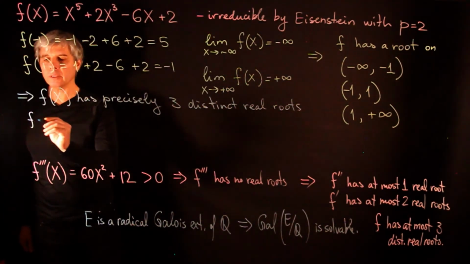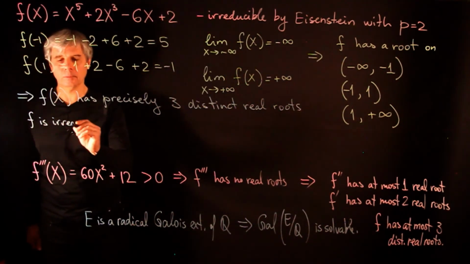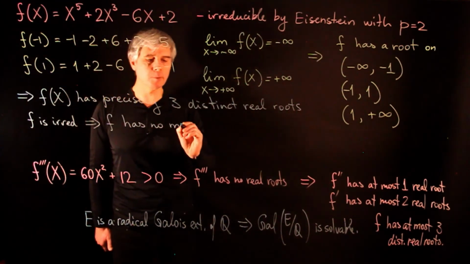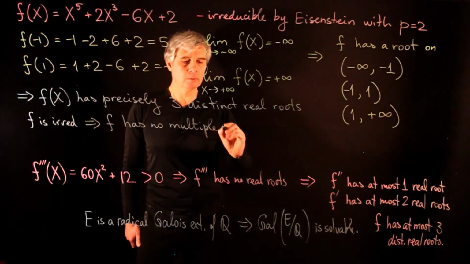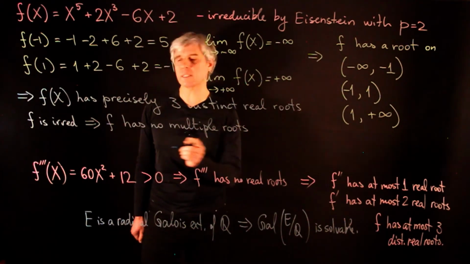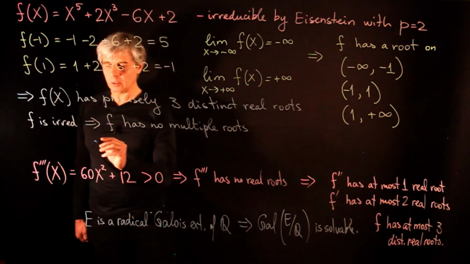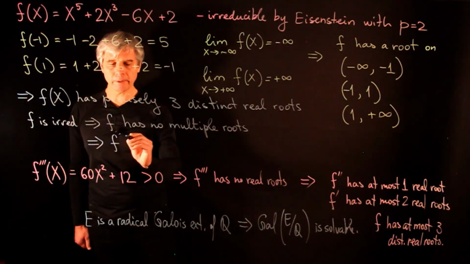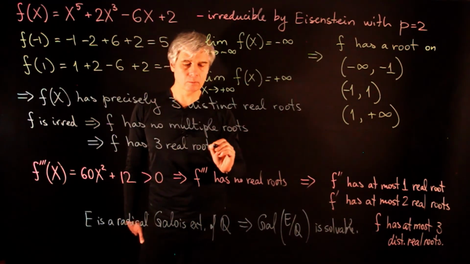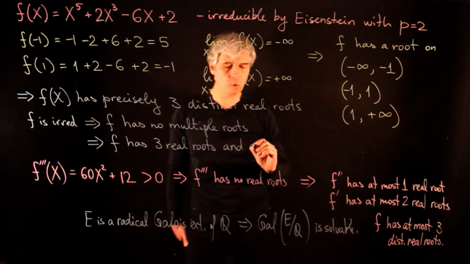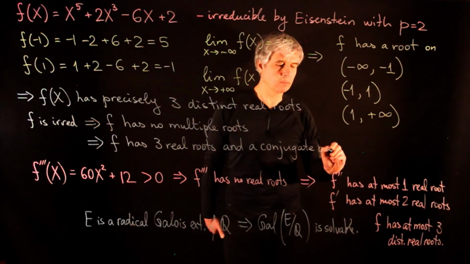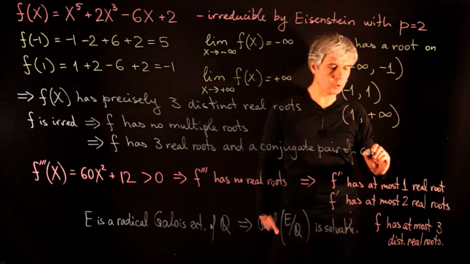And our polynomial is irreducible. And this implies that f has no multiple roots. Otherwise, it will have a non-trivial greatest common divisor with its derivative. So we conclude that f has three real roots and a conjugate pair of complex roots.